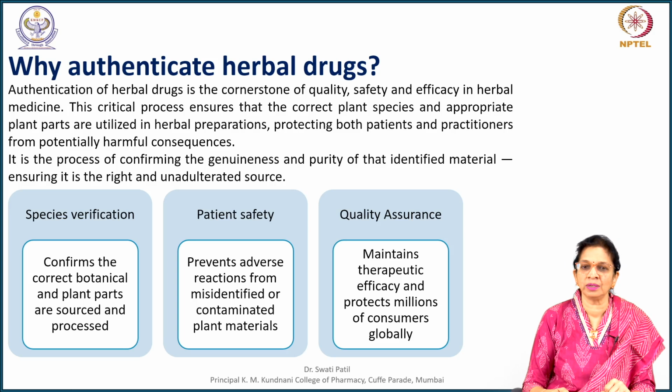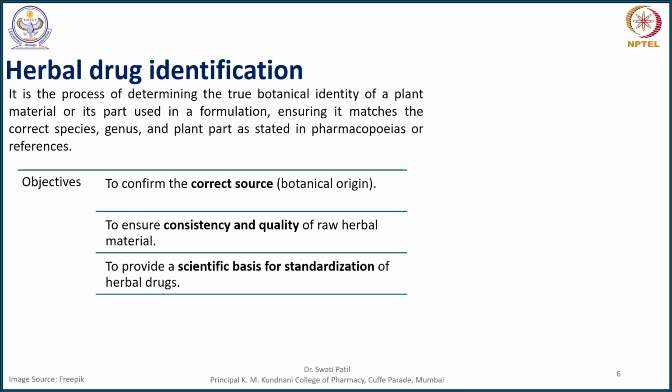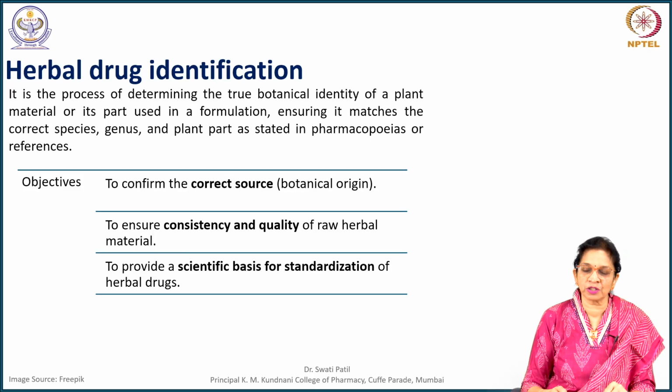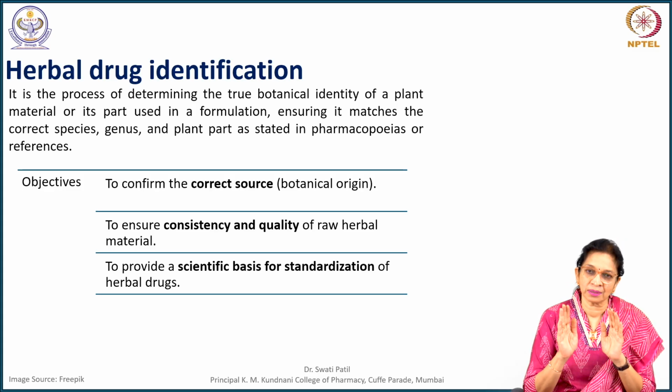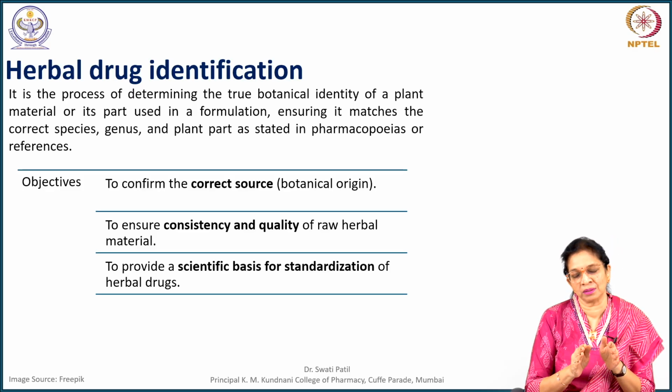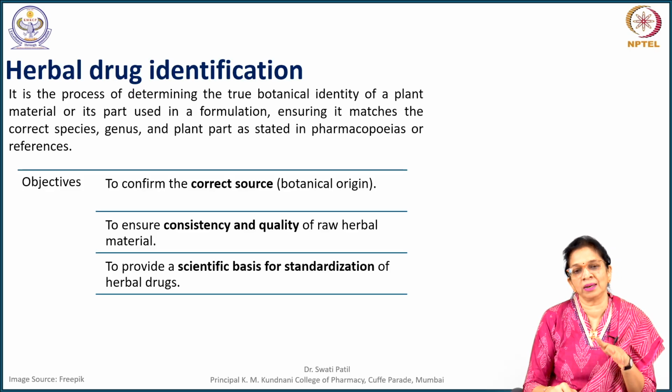Authentication ensures quality assurance, maintaining therapeutic efficacy and protects millions of consumers globally. The objective of herb drug identification is to confirm the correct source, the botanical origin, that the herb is collected from a correct habitat, ensuring the minimum amount of active constituent present in a herb which are responsible for the therapeutic activity. It also ensures consistency and quality of a raw herbal material, and it provides a scientific basis for standardization of herbal drug.